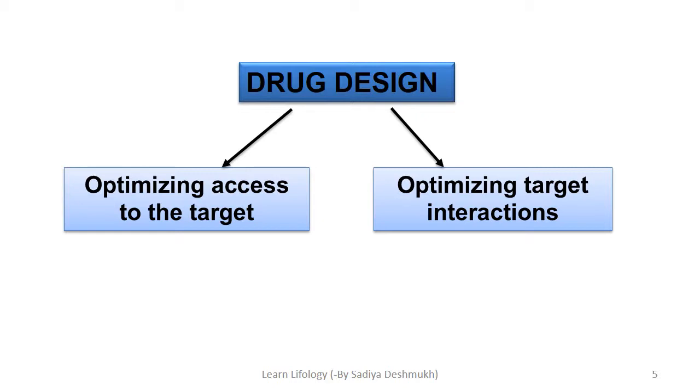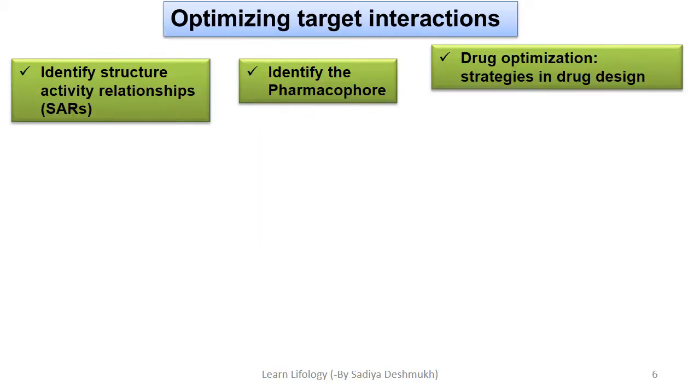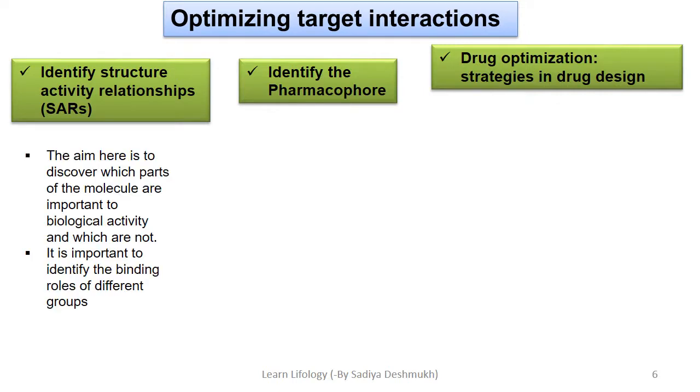So let's see this one. First, let's talk about optimizing target interactions. How we can optimize these target interactions. It can be achieved through identifying the structure activity relationship, which we call the SARs, for the drugs. We should identify the SARs. Then second one, identify the pharmacophores and the drug optimization strategies in drug designing. So let's see one by one.